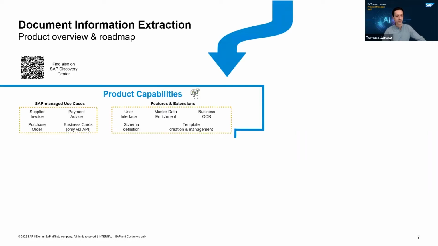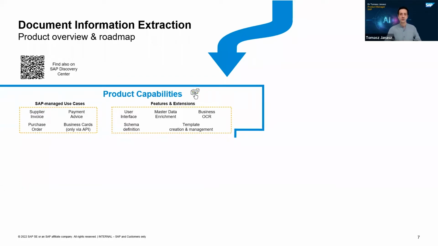Okay, then let me turn to the product side and the capabilities of document information extraction. By the way, all the assets and information you can find on SAP Discovery Center. You can scan this QR code and you'll get guided to the Discovery Center. So first of all, what are the main product capabilities of our product?